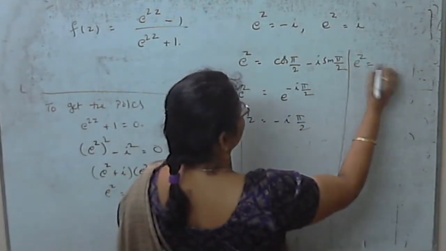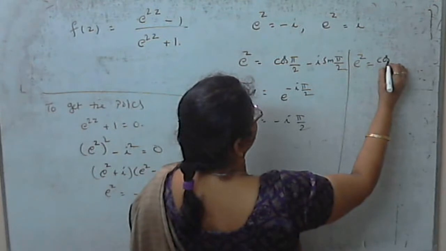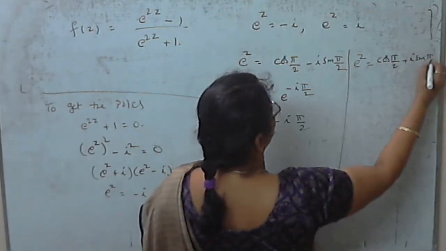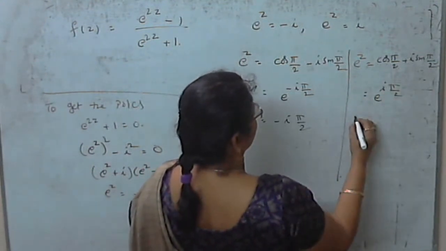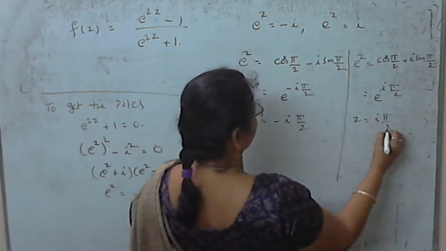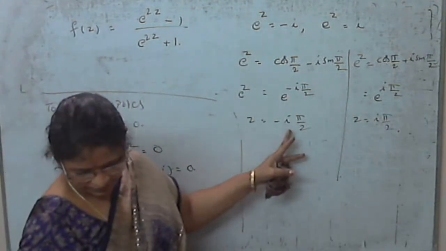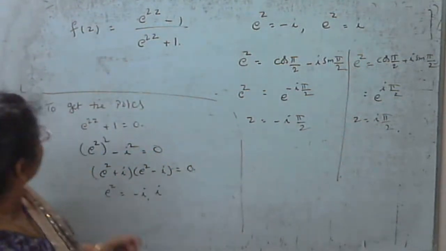e^z equal to plus i can be written as cos pi by 2 plus i sin pi by 2. So that is equal to e^(i pi by 2). So z equal to i pi by 2. So these are the poles: z equal to minus i pi by 2 and z equal to plus i pi by 2.